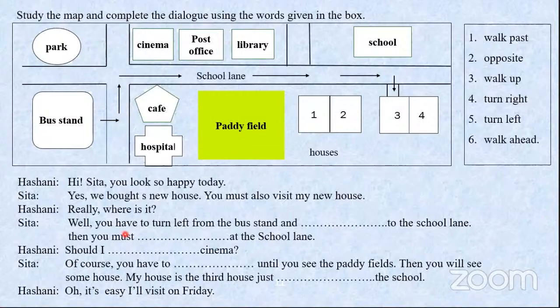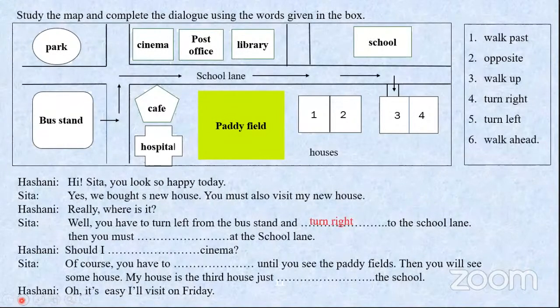Sita says, well, you have to turn left from the bus stand. You have to turn left from the bus stand and blank to the school lane, right? Turn left from the bus stand, this part. Blank, this one, school, this is the school lane. So we can see she has to turn right there. So the first answer, turn right. You have to turn right to the school lane.